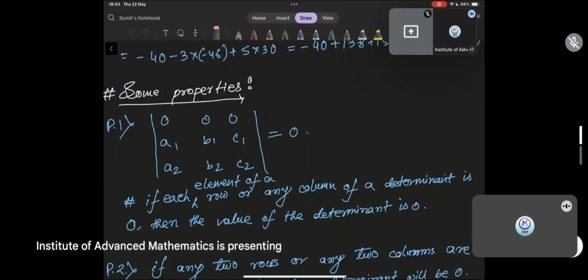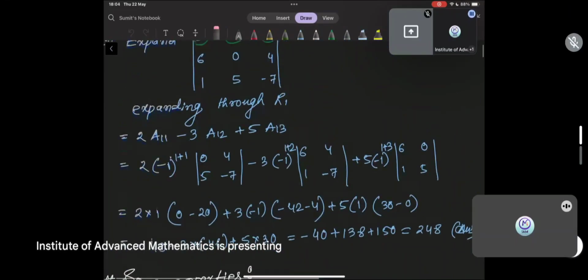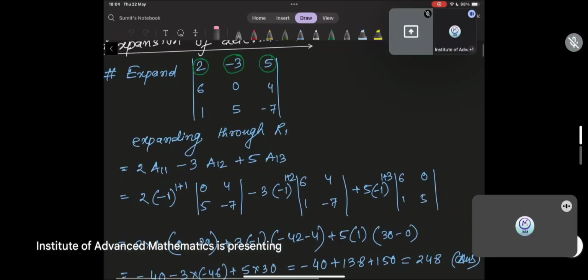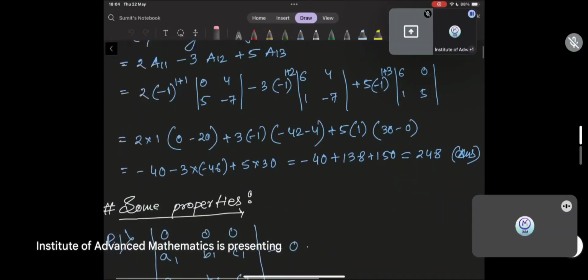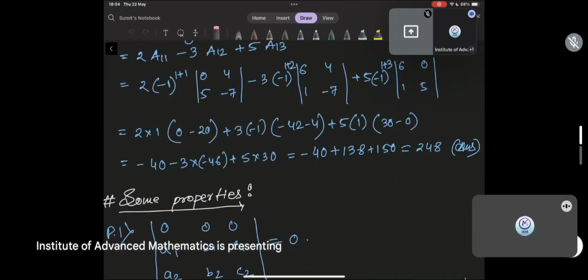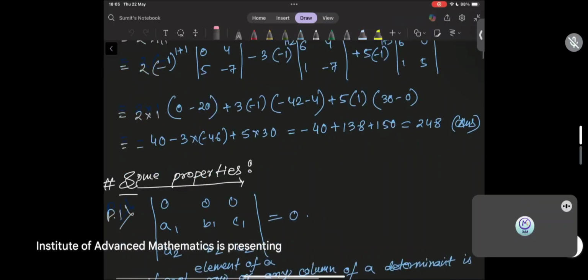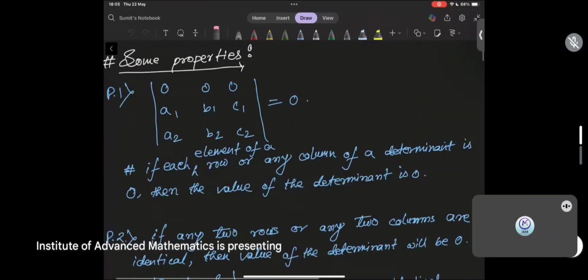What we will learn in properties is this: suppose you have to find the value of the determinant. Firstly, we can find it with expansion, but if we want to find the value without expanding, then we have to use the properties of determinants, and that we will learn right now. So the first one is done: if any row or any column is 0, the value of the determinant will be 0.